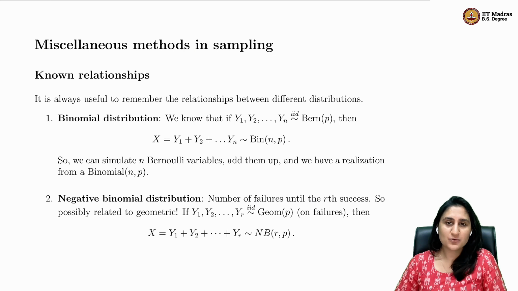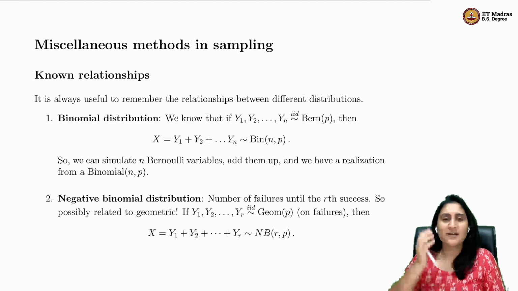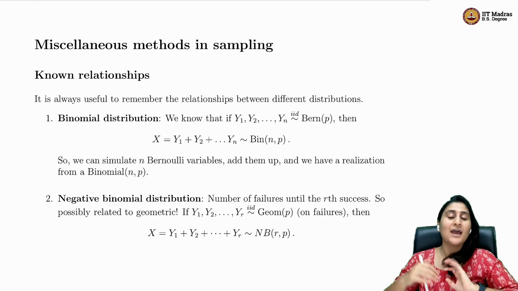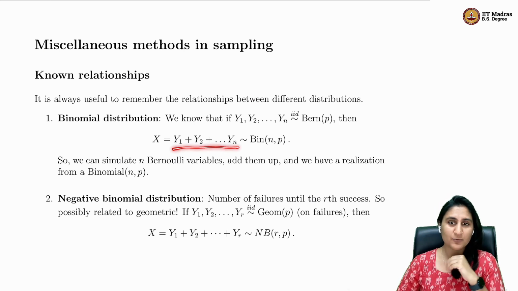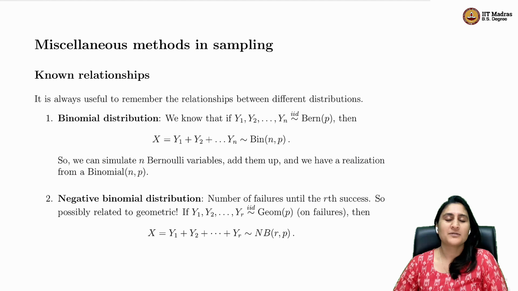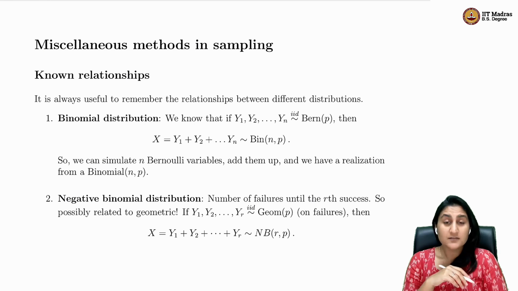We can use this to generate samples from binomial(n, p). We've already learned how to generate Bernoulli random variables. So if we simulate n independent Bernoulli random variables, each with probability of success p, and we add them up, then what we have is exactly a realization from a binomial(n, p) random variable. These are the types of relations between distributions that we can use to generate samples. There are multiple other such relationships.